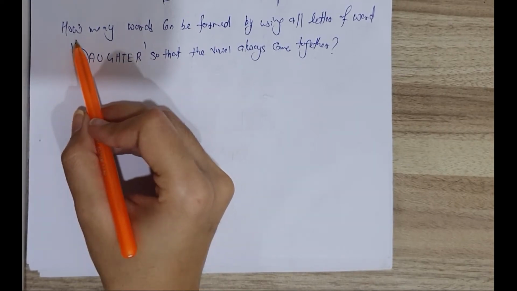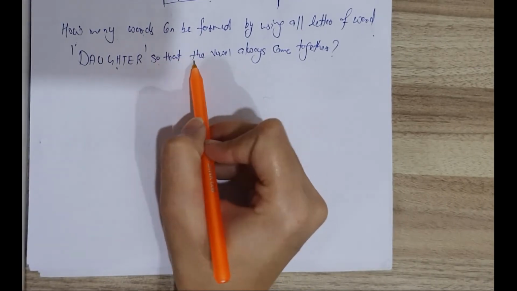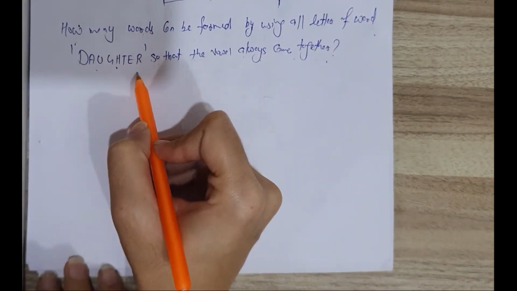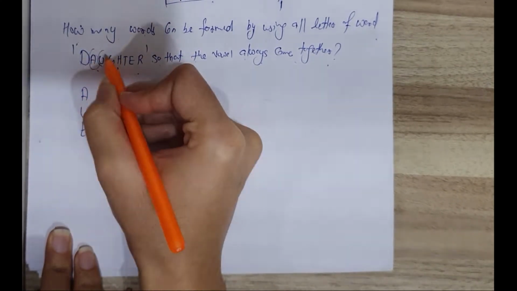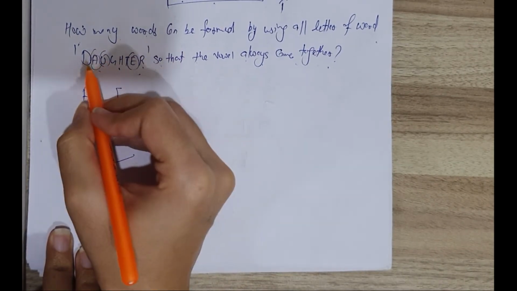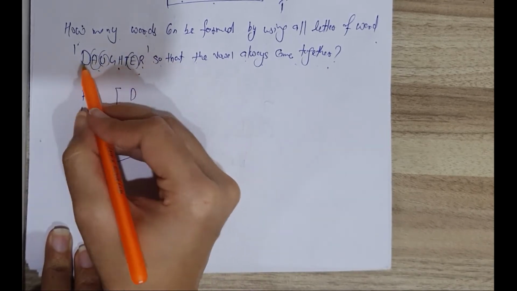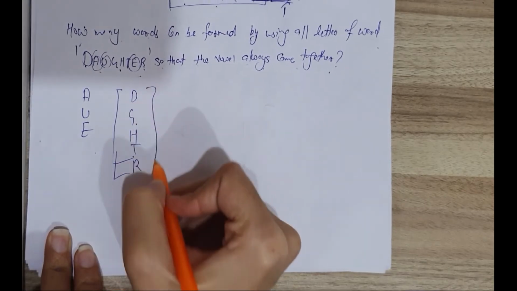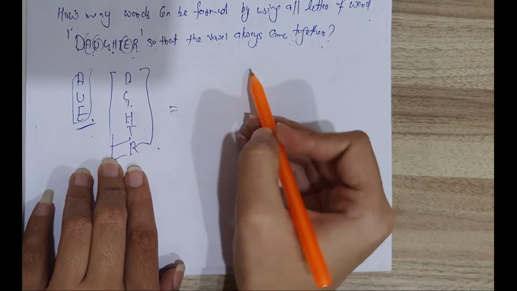Now, next question: how many words can be formed by using all letters of the word DAUGHTER so that the vowels always come together? Now see how many vowels there are: A, U, E. 3 vowels are there. Now see the consonants: D, G, H, R, T. These are the consonants. Here the options are 1, 2, 3, 4, 5.